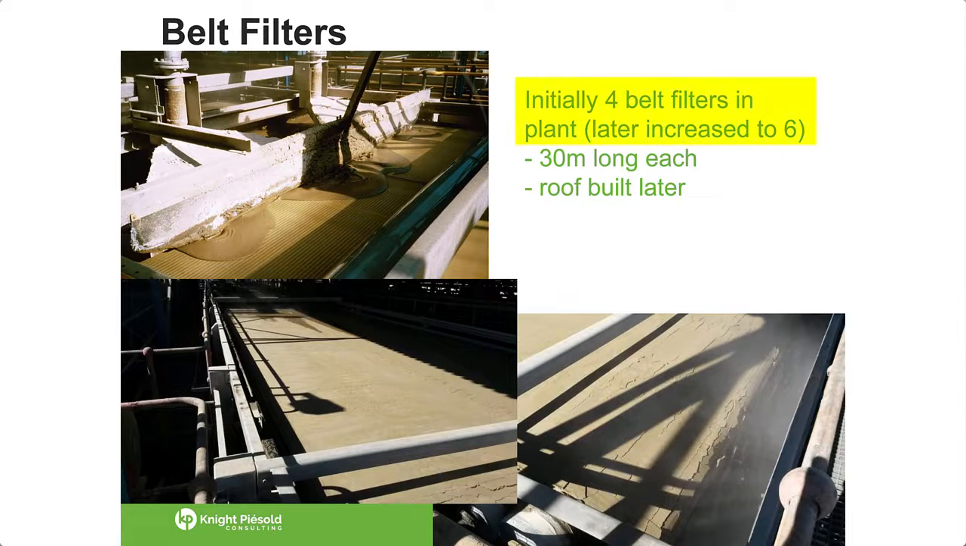Initially there were 4 belt filters, but they found they had to increase that to 6 in time because of upset conditions and because of the rate of dewatering. Each of those belt filters was 30 meters long, and initially they were out in the open, and they found that the UV light damaged the filter cloth, and so they had to build a roof later. So that was a consideration that they hadn't acknowledged up front.